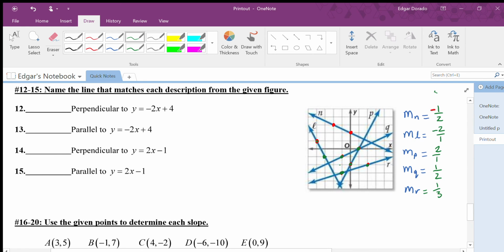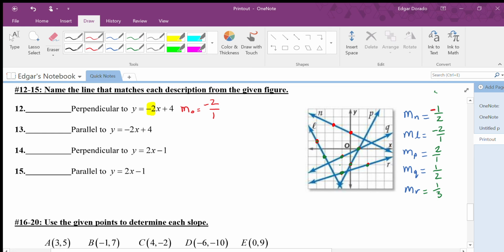So it says perpendicular to y equals negative 2x plus 4. So I want a line that is perpendicular to that line, negative 2x plus 4. Well, what's my original slope here? My original slope here is negative 2 over 1. So I'm going to call this MO, my original slope. It's negative 2 over 1.